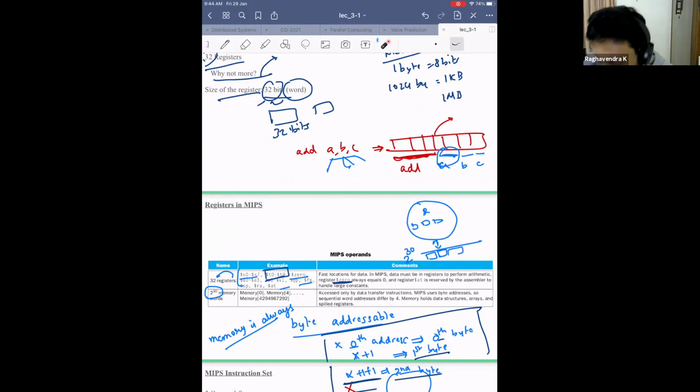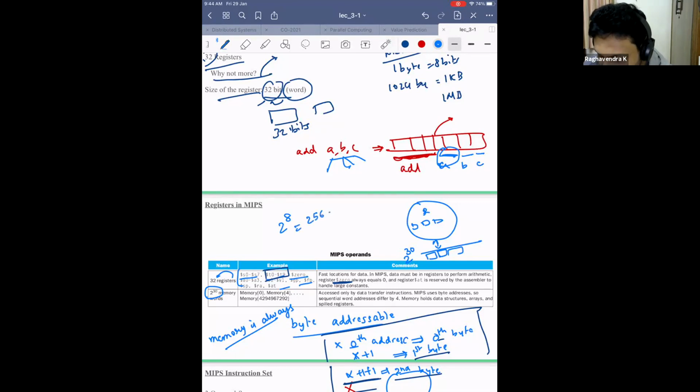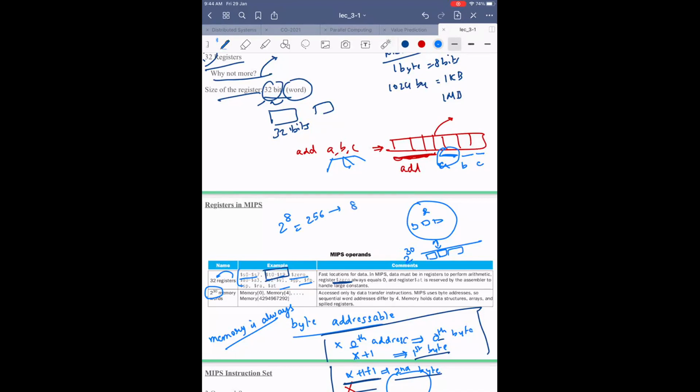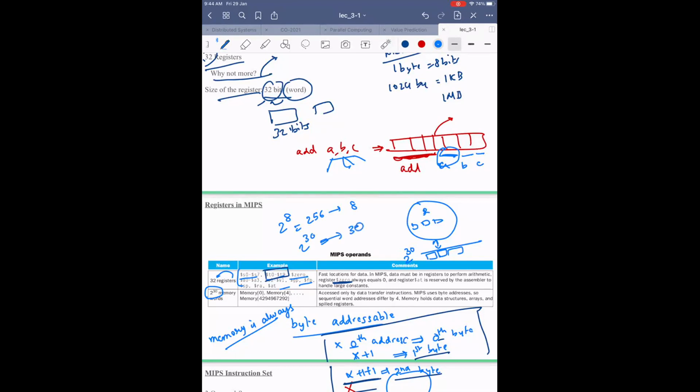I think you guys have not understood what I've been repeating. See, I said MIPS has 2 power 30 memory words. So if I have 2 power 8 values, how many bits do I need? 8 bits. What is 2 power 8? This is 256, right? So how many bits do I need to represent 256 different values? 8 bits, right? So if I have 2 power 30, then how many bits do I need to represent? 30 bits. Then why am I using 32 bits?